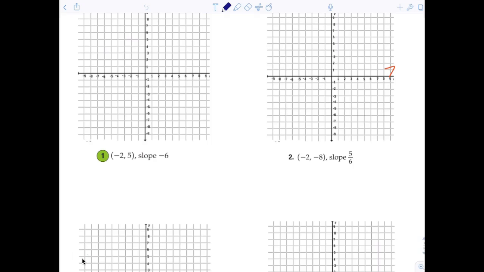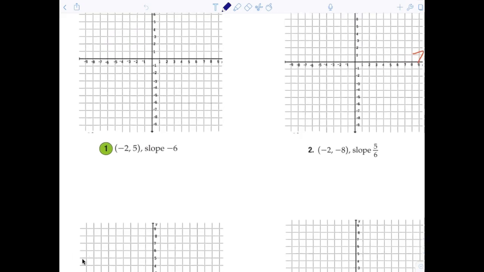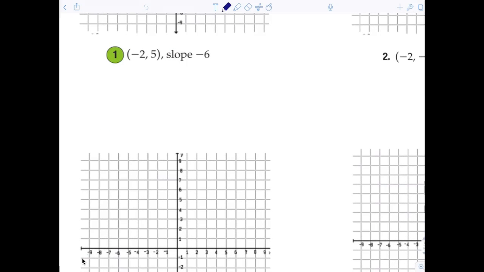With question number 1, I think everybody who paid attention yesterday can now write the equation in point-slope form. Who wants to volunteer for question number 1? Come on, someone be brave. Harrison. Would it be y minus 5 equals negative 6, and then open parentheses x plus 2? Exactly correct.